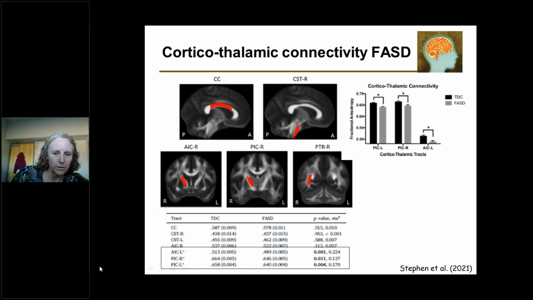And so this is looking at just the DTI results. We did see significant differences in these corticothalamic tracts in kids with FASD relative to typically developing controls. And as hypothesized, this is looking at fractional anisotropy measures. They're lower in the kids with FASD relative to typically developing controls, and statistically significantly different.